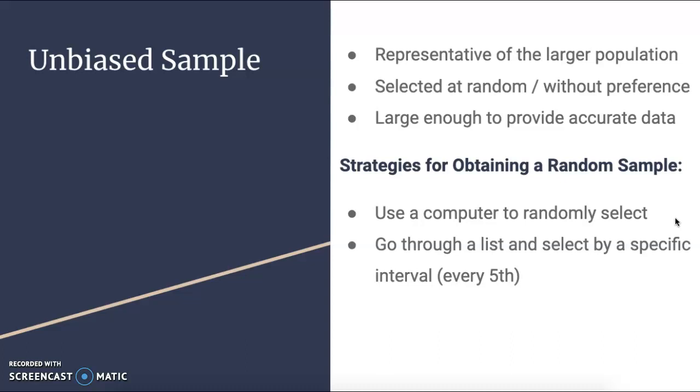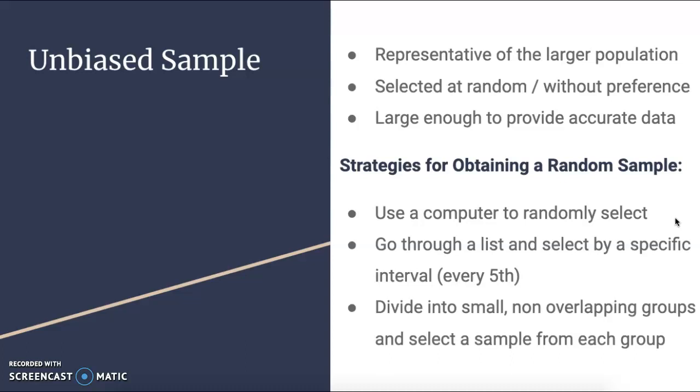So if I got a list of all of the sixth graders in our school, and then I just picked every fifth student on that list, no matter who it is, then that would be a good way to get an unbiased random sample. And then the last way would be to divide it into small, non-overlapping groups and select a sample from each group.